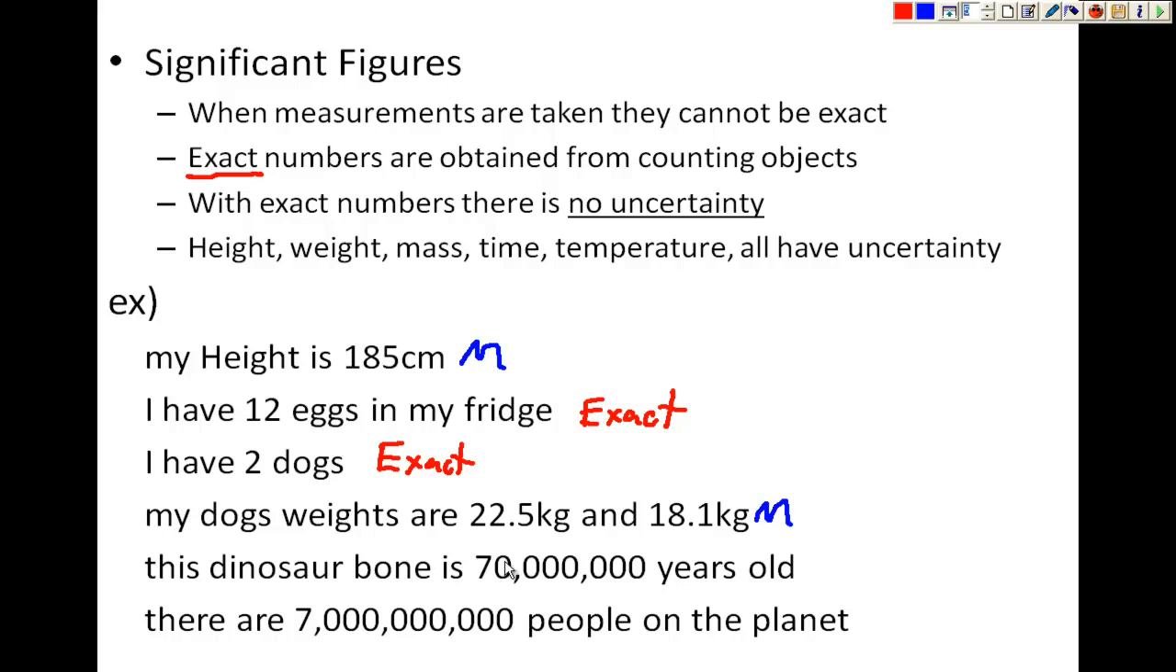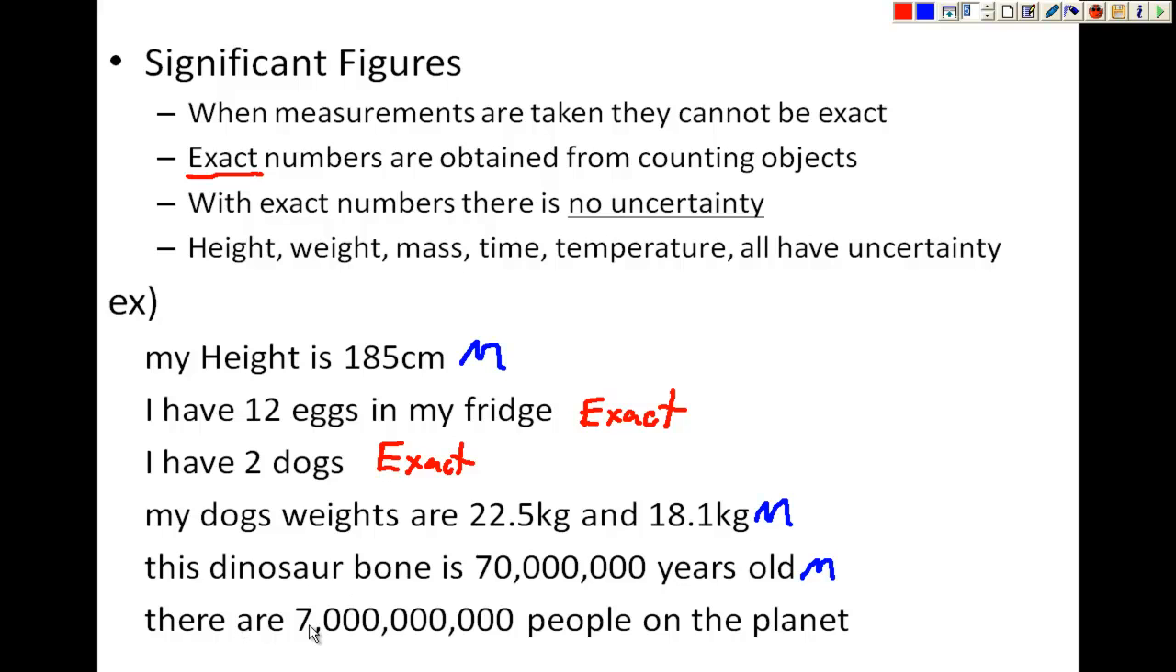This dinosaur bone is 70 million years old. If I make a statement like this, does that mean next year it's 70,000,001 years old? The answer is no. When we talk about numbers that are very, very big, and this is a measurement of time, there is a certain degree of uncertainty here, and therefore this has significance, or significant figures. So again, this is a measurement.